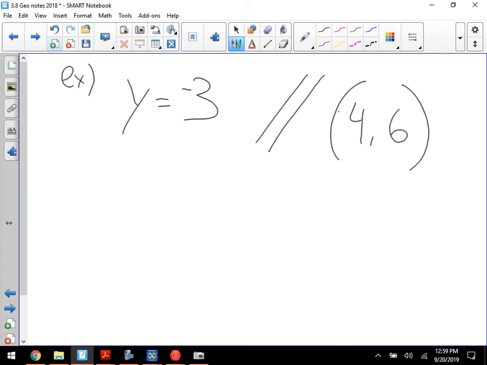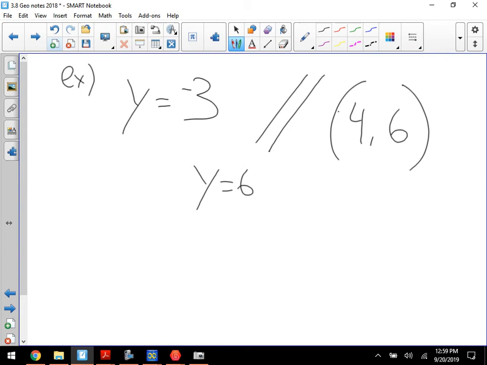So again, the idea here is y equals a number is a horizontal line. What's parallel to y equals a number? Y equals a number. Well, what does y equal in this ordered pair? 6. And that would be your answer.